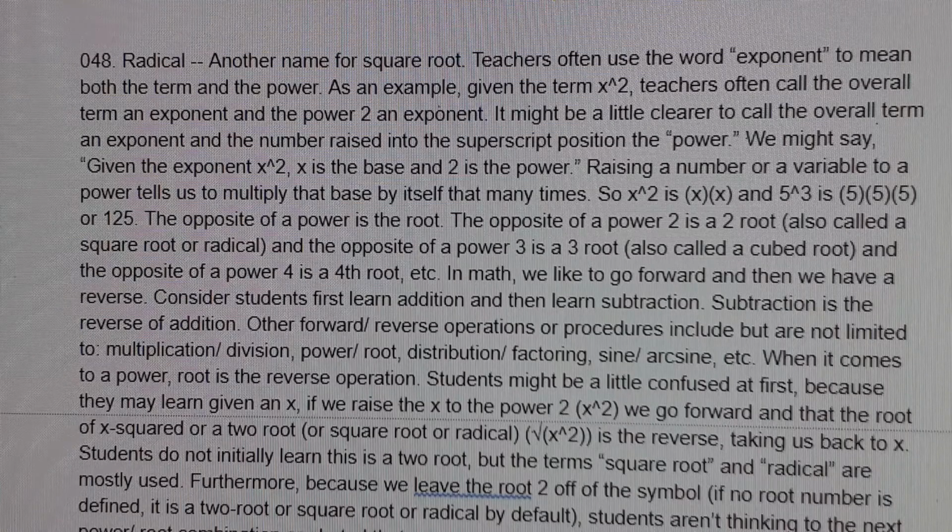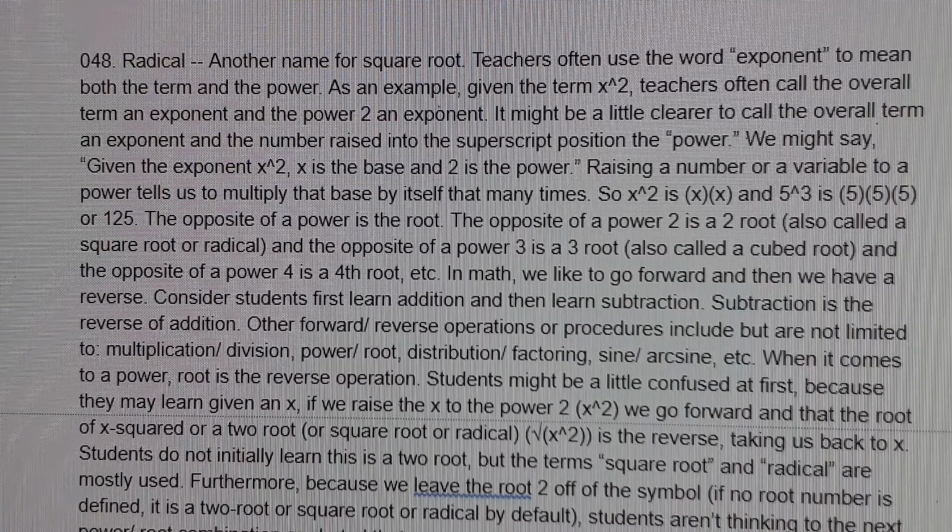Teachers often use the word "exponent" to mean both the term and the power. As an example, given the term x to the power 2, teachers often call the overall term an exponent, and the power 2 an exponent. It might be a little clearer to call the overall term an exponent, and the number raised into the superscript position the "power." We might say, "Given the exponent x squared, x is the base and 2 is the power."